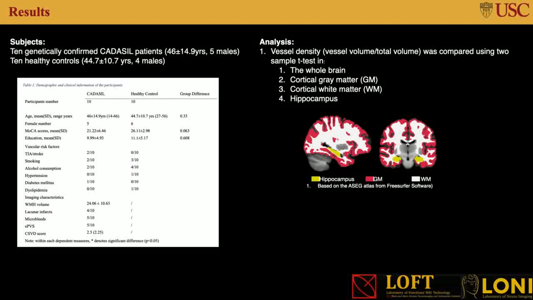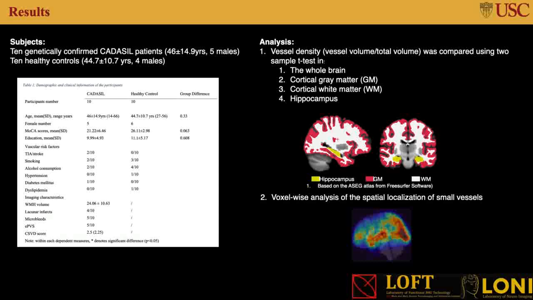In this current study, 2 analyses were performed. First, vessel density, calculated as vessel volume over total volume of the ROI, was compared in the whole brain, cortical gray matter, cortical white matter, and the hippocampus due to their relevance in CSVD. Then, voxel-wise analysis of the spatial localization of small vessels was also performed.